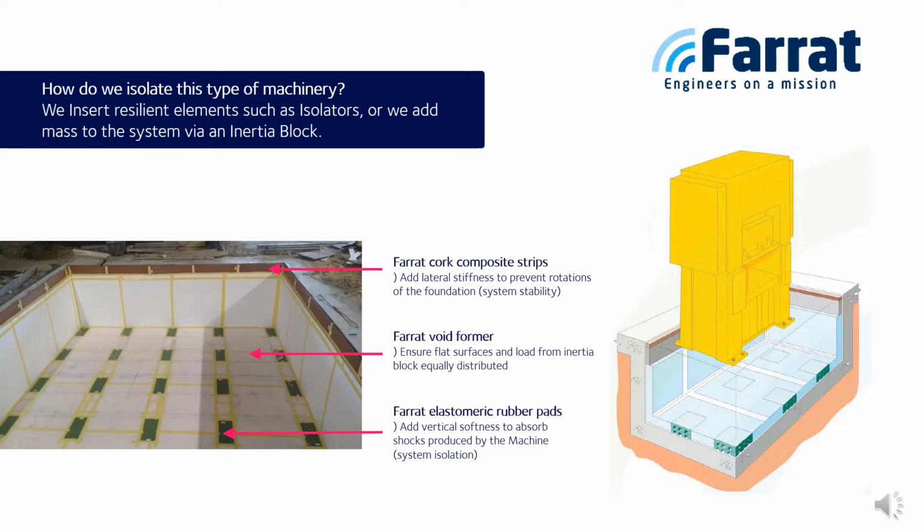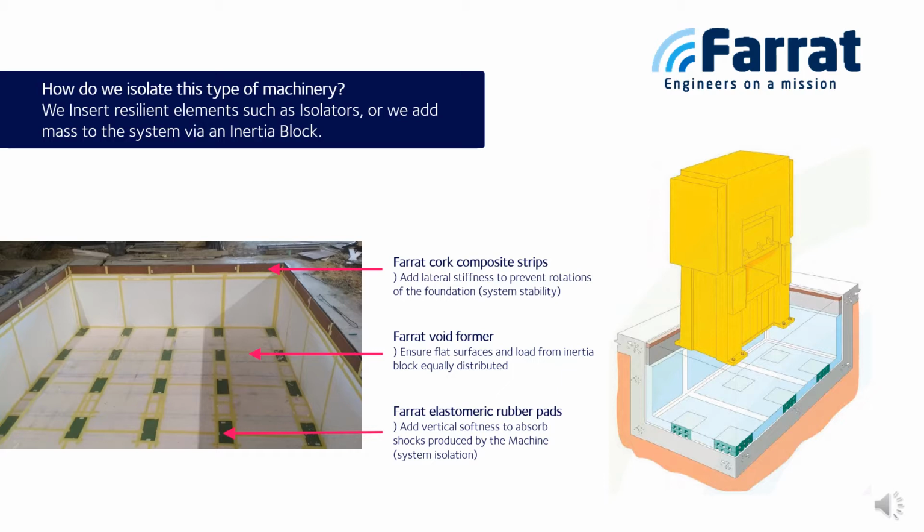The image on screen shows a typical industrial machine installed on an isolated foundation, made of an inertia block supported by isolators. This photo presents how a typical Farrat anti-vibration system looks like before the concrete foundation is poured within the pit.